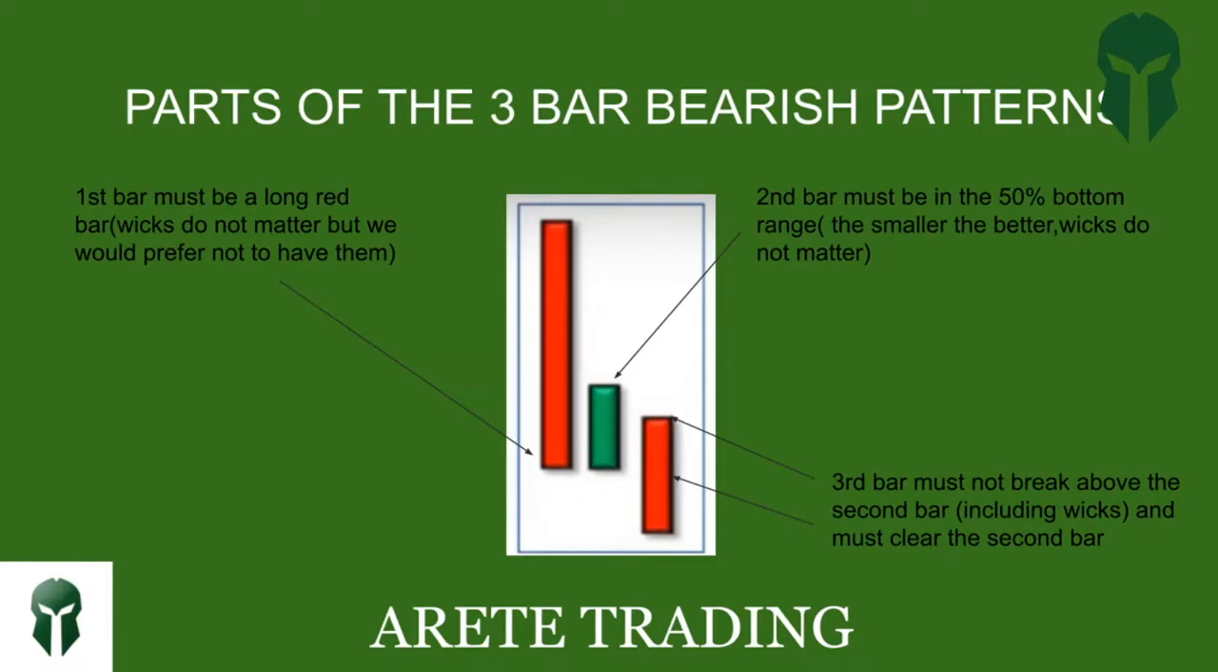The second bar must be in the bottom 50% of the range. That's a guide. The smaller, the better. Wicks do not matter. So it does not matter if that 50% is a wick, a doji, or just a long bar. In order for the third bar to fit this pattern, you must not break above the second bar. If you break above the second bar, it's done. The pattern's essentially over. It's a different kind of pattern, but that's one of the hard and fast rules that I've used. We'll go through some examples, and some of them might actually have it. And it must clear the second bar.